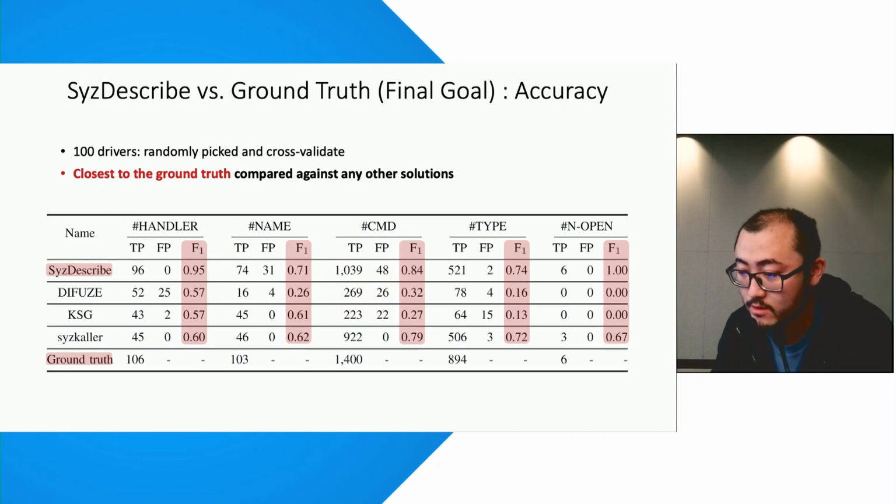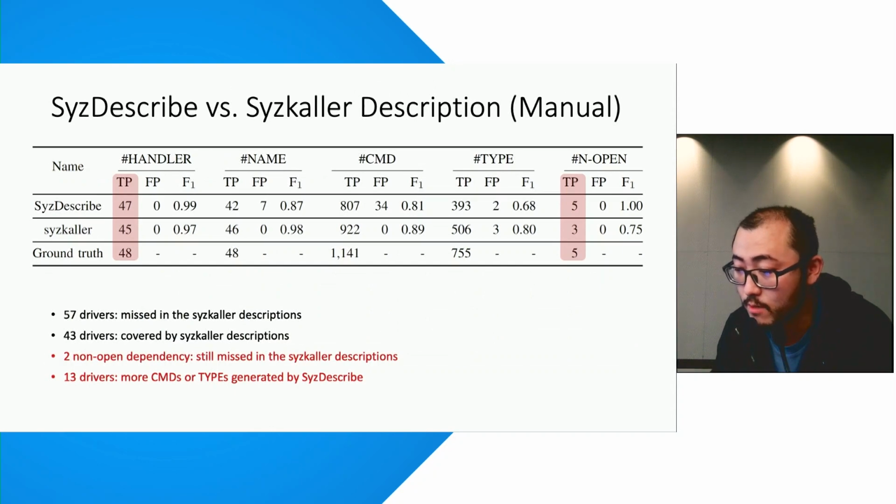To evaluate SyzDescribe, we inspect the gap between SyzDescribe and the ground truth. We randomly pick 100 kernel drivers as a data set. We can see that SyzDescribe is the closest to the ground truth in all aspects. We then have a deeper comparison between SyzDescribe and the manually created Syzkaller descriptions. Because 57 drivers are missed completely in the manual Syzkaller descriptions, we choose to include a subset of drivers that are covered by humans, which is 43 drivers.